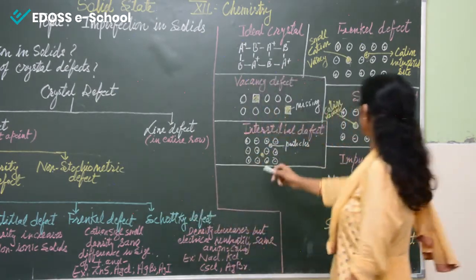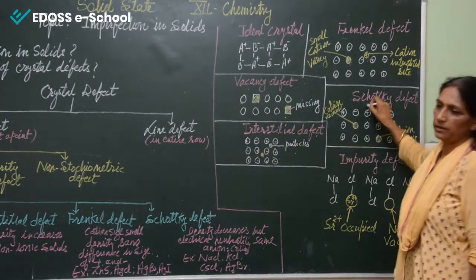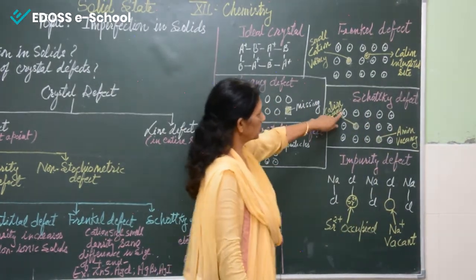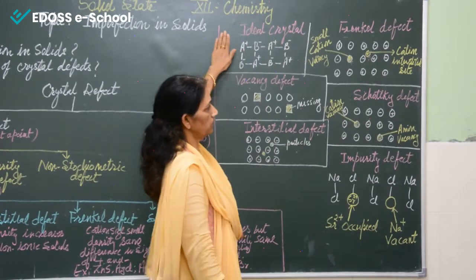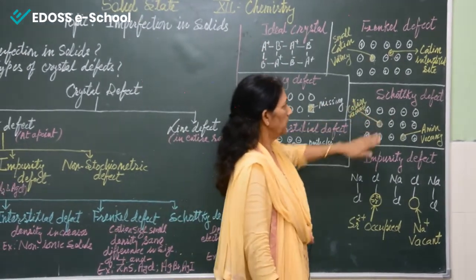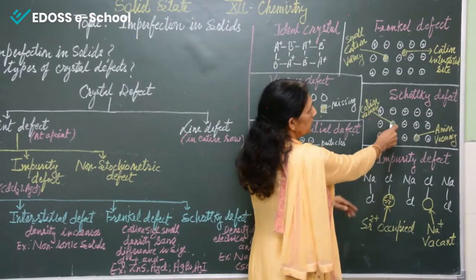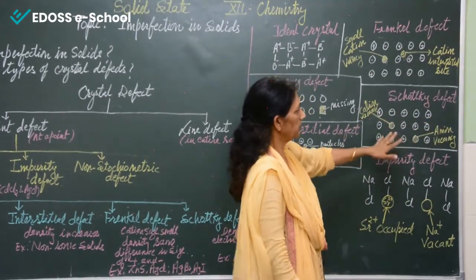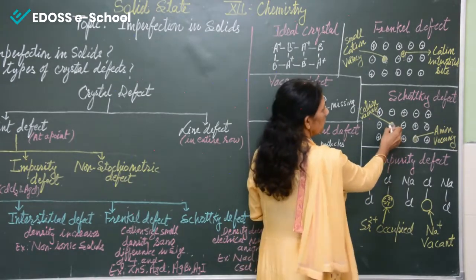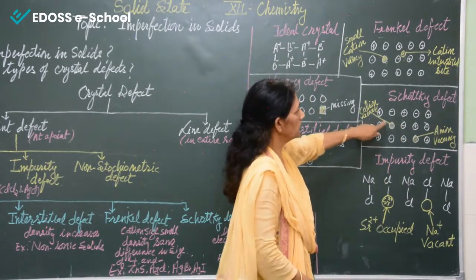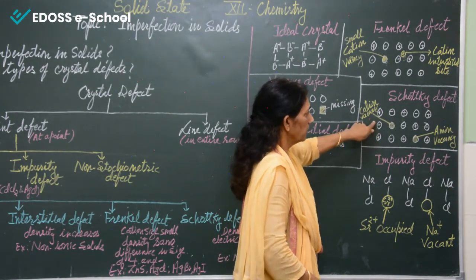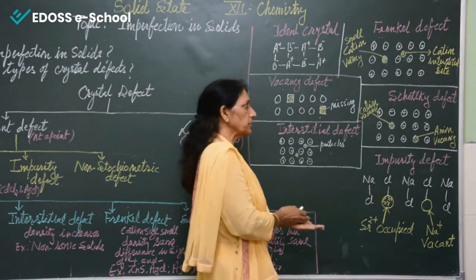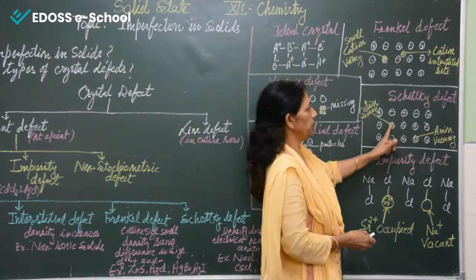Now Schottky defect, to understand, again come to the diagram. We can see here Schottky defect. Now see here, suppose this is an ideal crystal. Now what is happening here? You can see that this is positive, negative, positive, negative, cation, anion, cation, anion, cation, anion. But from here we can see that one cation is missing and one anion is missing.